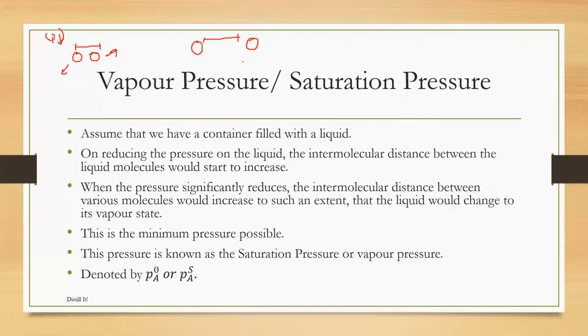This pressure is the minimum possible pressure for a liquid. If you reduce pressure further, then it would no more be a liquid, it would be a gas. If pressure is reduced to a lower level, then PAS or PA naught. This is how we denote vapor pressure, PAS or PA naught. So if the pressure is reduced to a value lesser than the saturation pressure, then the liquid is no longer going to exist. We'll have vapor or we'll have gas.